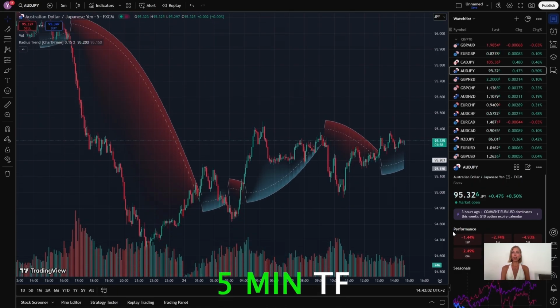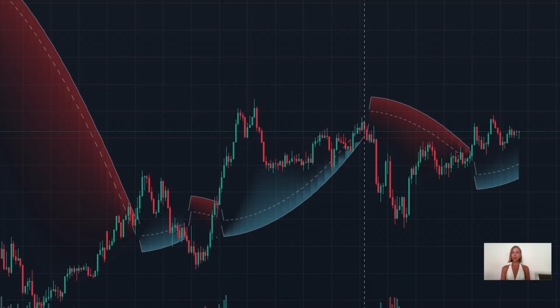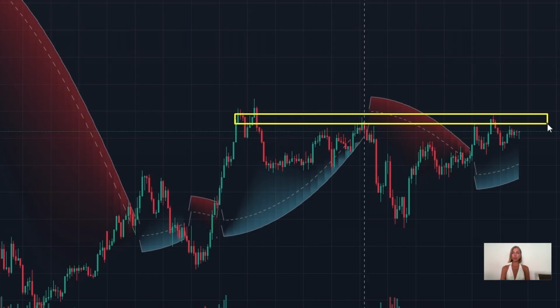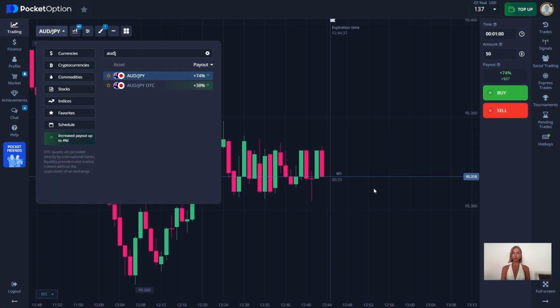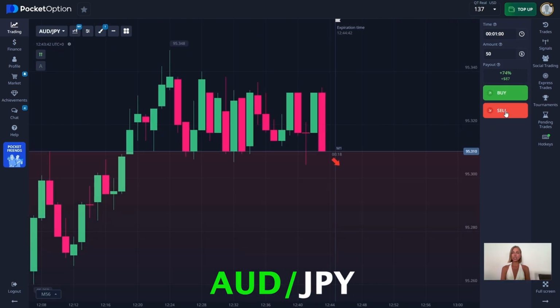Now I have switched to the 5-minute time frame. The only thing I can highlight is that the price is currently near a resistance level that has already triggered some pullbacks. Therefore, I expect another downward move from this level. I opened the necessary currency pair and entered a put trade.